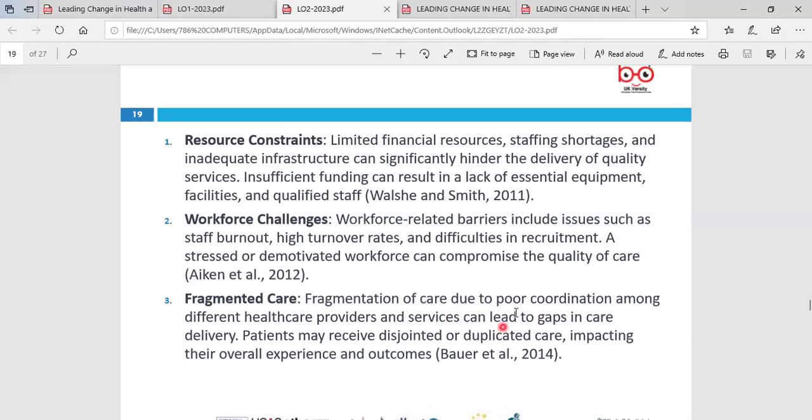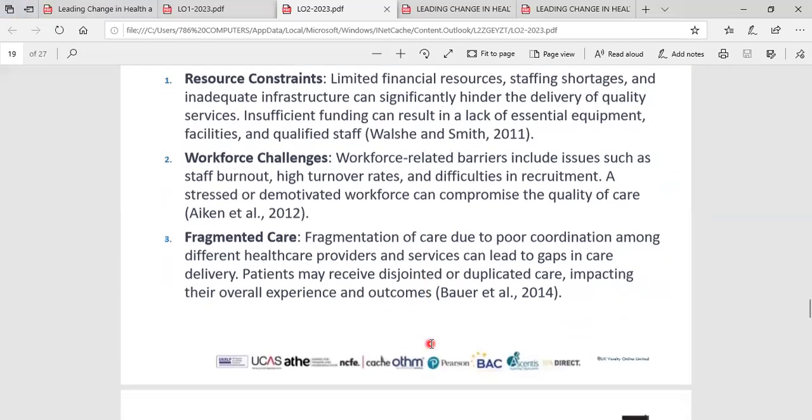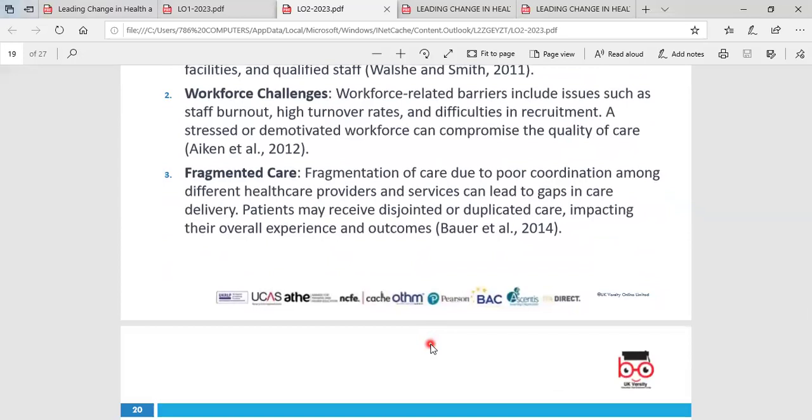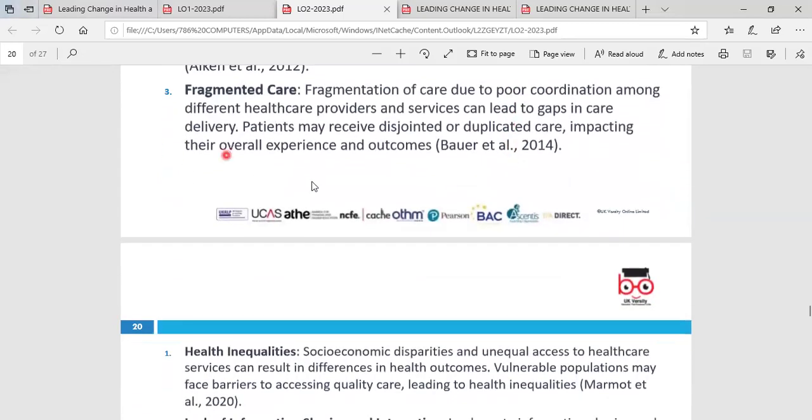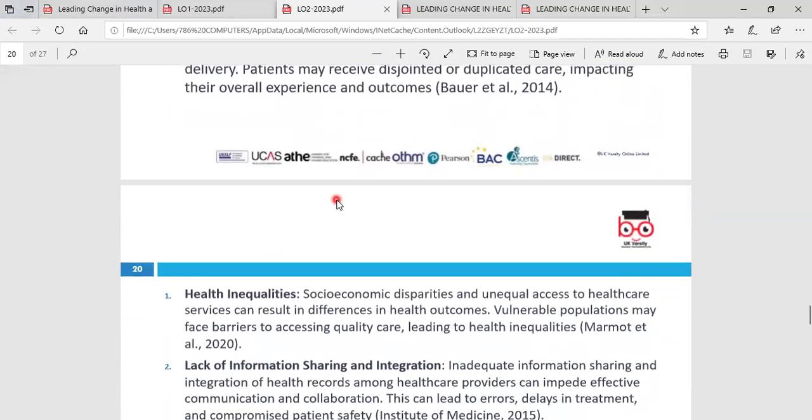Fragmented care: this is because of poor collaboration, poor coordination between different healthcare providers and services. These are very evident to the patient, and they then receive improper care, and it's just a duplication of efforts that they receive, and it's a waste of resources, which would then impact their overall experience and outcomes.